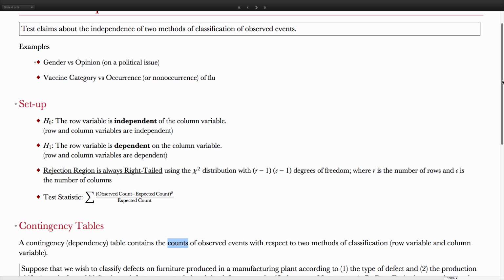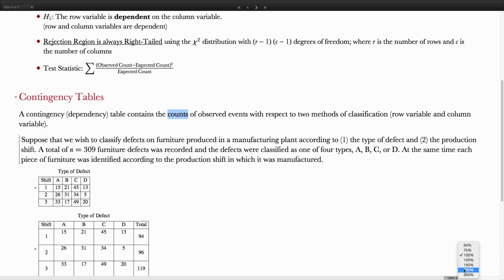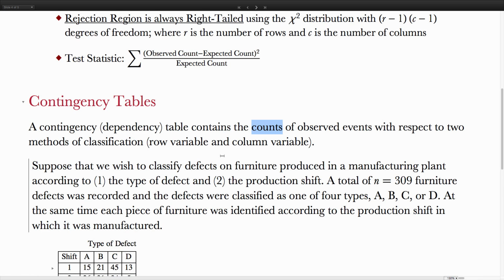Now here's a more specific example. Consider a plant that manufactures furniture, and we want to classify each defective item by the type of defect, and we're going to put that in columns. And we're going to classify in terms of which shift it was produced in. There are 3 shifts, and we'll use rows to do that.